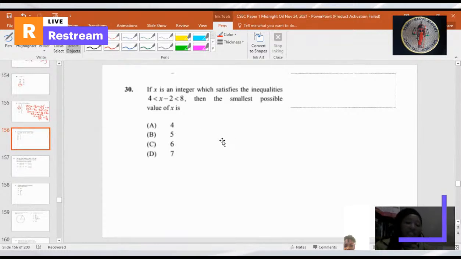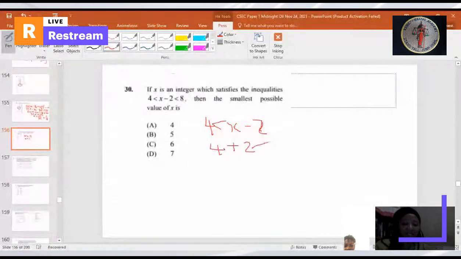And number 30, if x is an integer which satisfies the inequalities x minus 2 is greater than 4, x minus 2 is less than 8, then the smallest possible value. So we'd work it separately. So 4 is less than x minus 2. So 4 plus 2 is less than x. So that's 6. x must be greater than 6.